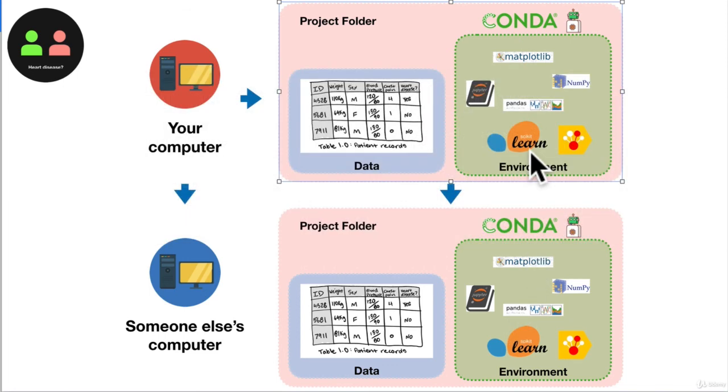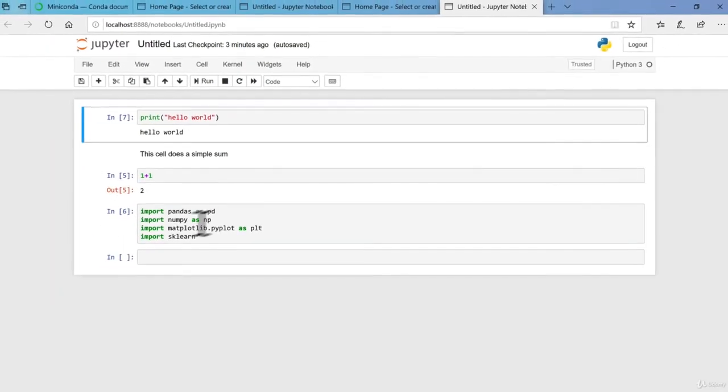So in upcoming lectures and projects, we're going to do the same steps. Create a project folder, build an environment with the tools we need using Conda. And then every time we're going to go in, activate our environment so we have access to the tools, and then work on our projects in Jupyter Notebooks.